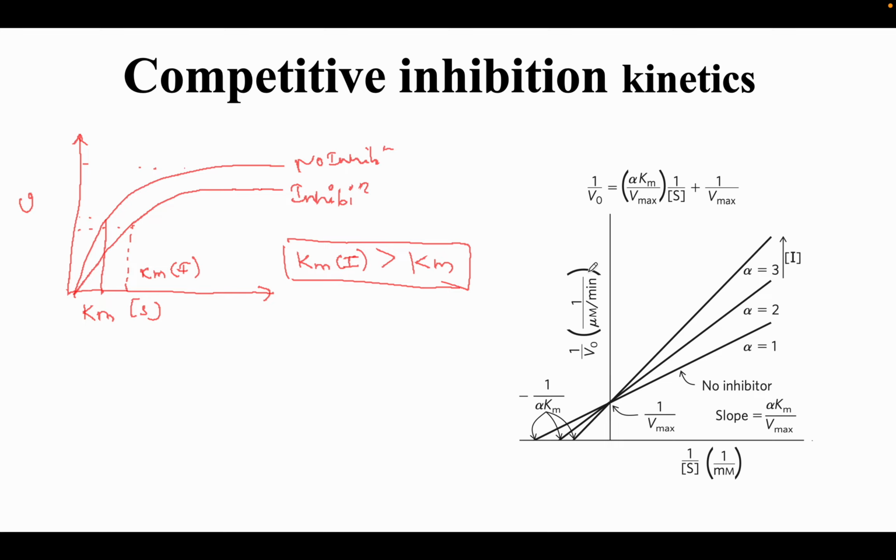So let's see how the Lineweaver-Burk plot looks. In the Lineweaver-Burk plot also we have the reciprocal of Michaelis-Menten. The slope is alpha Km by Vmax. And this is increasing concentration of inhibitor. With increasing concentration of inhibitor, as you can see, the Km is increasing. Km here is in the denominator, so the Km is increasing.